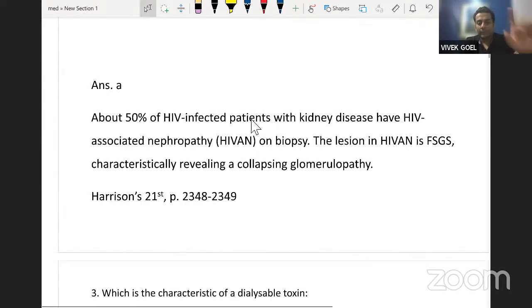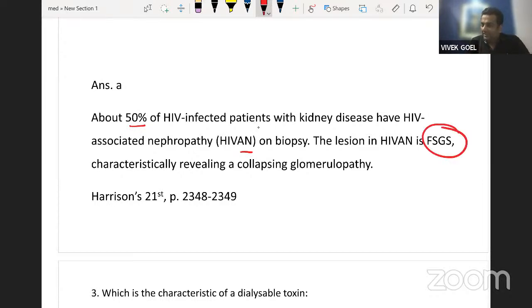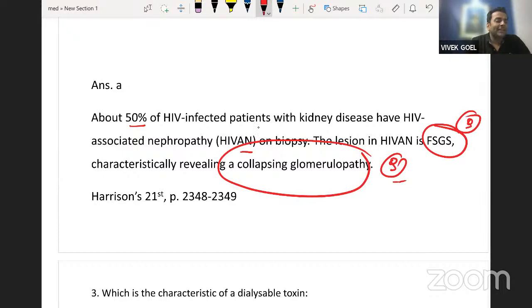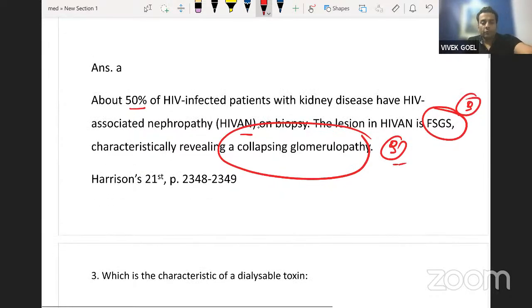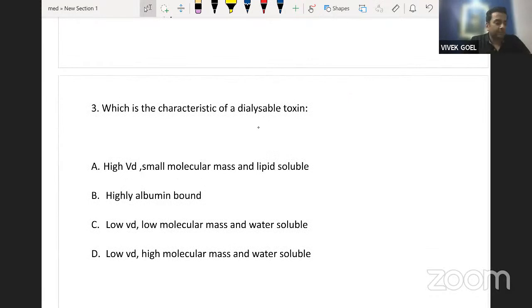So as Harrison's 21st edition says, 50% of HIV infected patients have HIVAN on biopsy. The lesion is FSGS and the characteristic variant of FSGS is collapsing glomerulopathy. And this is what they asked you in the exam. I hope I'm absolutely clear. Clear? Now, moving on to the third question.